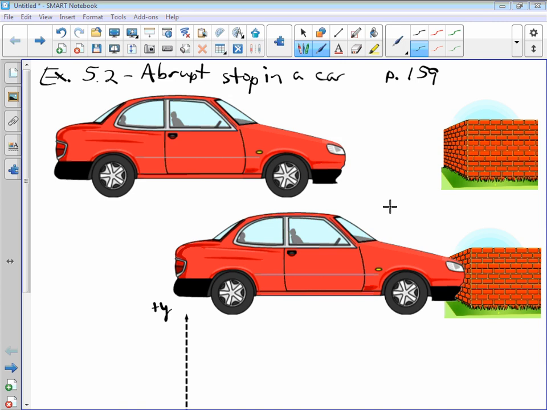So, part of our sketch should include a person. What if we calculated how much force the wall would have exerted on him if there was no airbag? That would be very much force. So there's my green person driving the car.